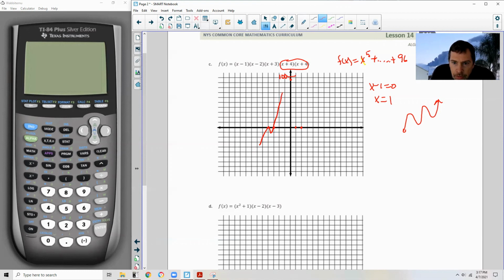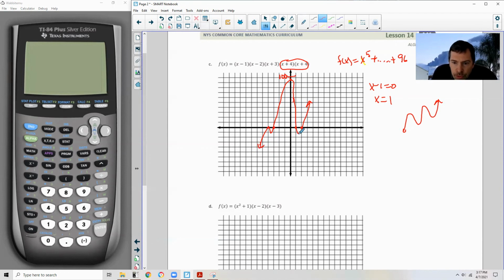And it's going to keep rising until we get up to 96. And then it's going to turn, and it is going to continue down like so, and then finally go up like that. Okay, so that is what the graph would look like.